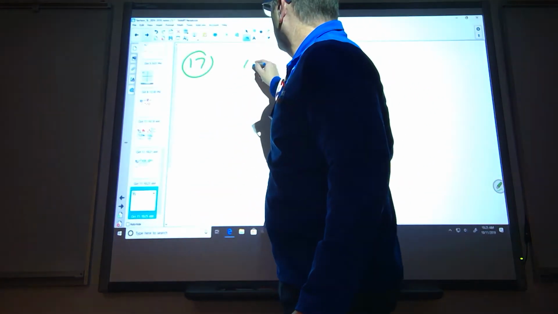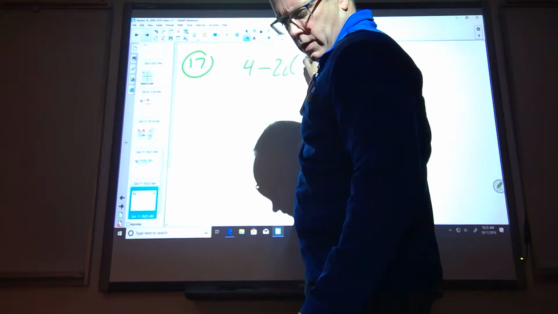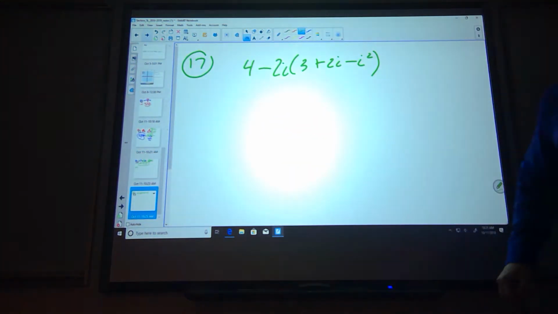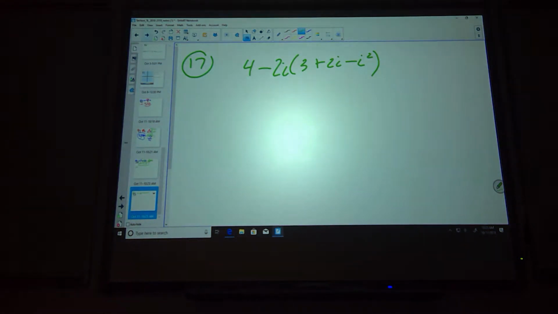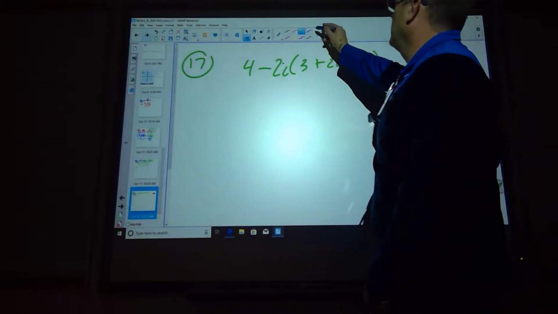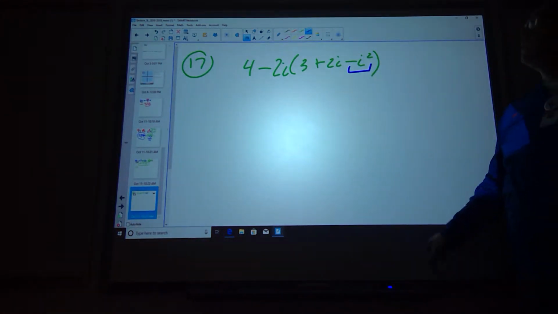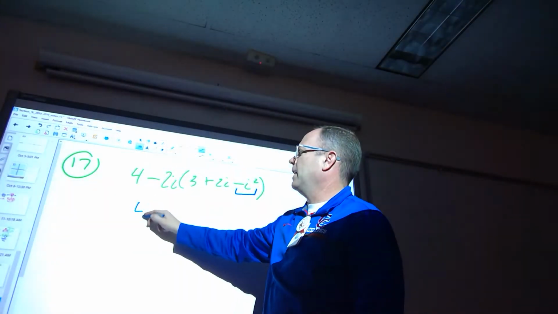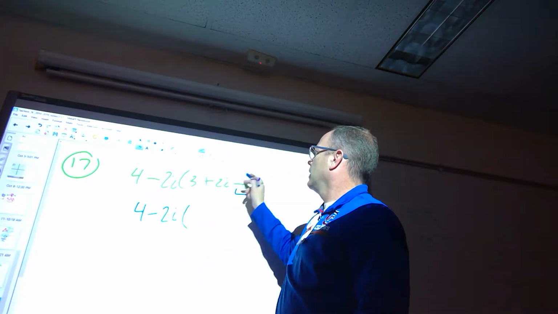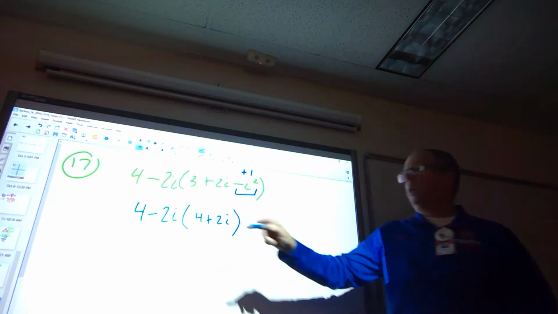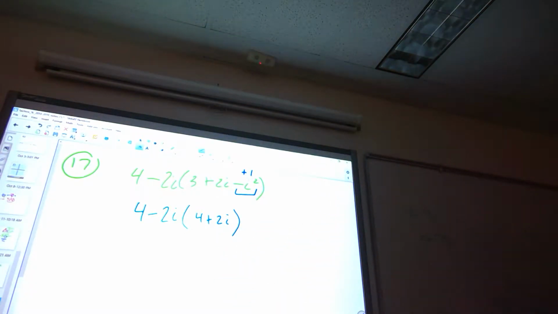17. 4 minus 2i, 3 plus 2i minus i squared. Is that the one? Okay. I am going to eventually distribute the negative 2i over the parentheses. But I think I could probably change this whole part right there to what? 1 plus 1. If that becomes a plus 1, then I get 4 minus 2i, because that's a positive 1. Is that okay so far? You see the math I did?